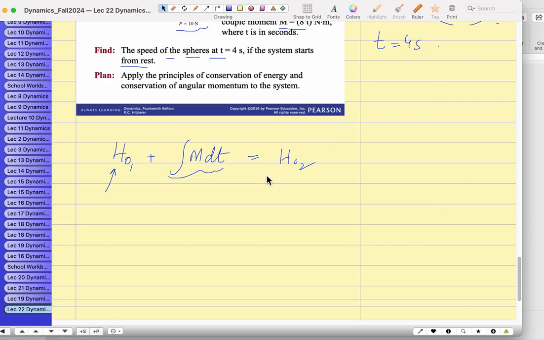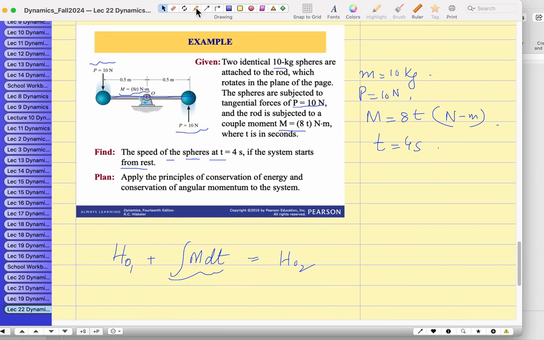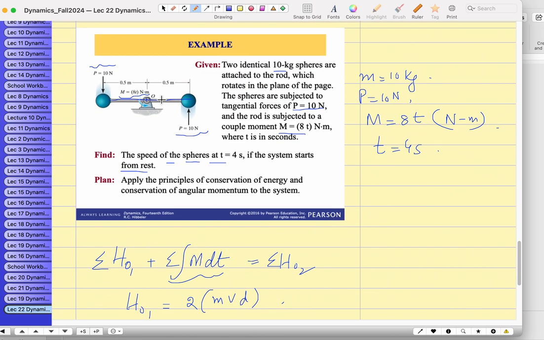So this is the angular momentum and angular impulse equation. This is not an angular impulse, this is the momentum. Now there are two bodies, so we will have two momentums here. On the left hand side, what is H sub O1? It is 2 times m v d, where d is the distance from the axis of rotation to the sphere center. For both cases they are identical, both 0.5.